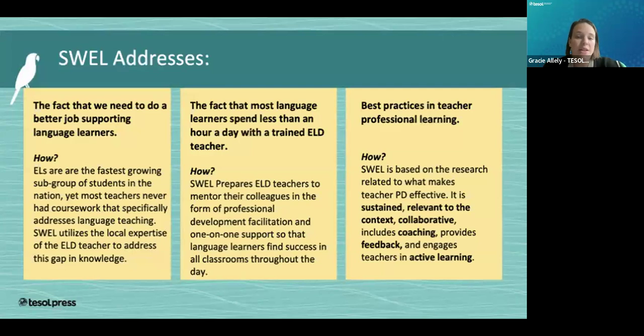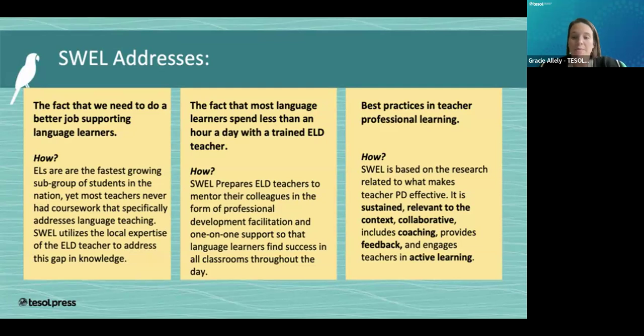The second is the fact that most language learners spend less than an hour a day with a trained ELD teacher. And then SWELL addresses this by preparing ELD teachers to mentor their colleagues in the form of professional development, facilitation, and one-on-one support so that language learners find success in all classrooms throughout the day.